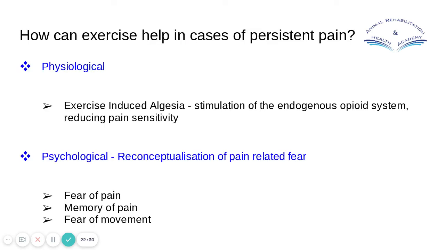Okay, so how can we use exercise in cases of persistent pain? There is a physiological response. Again, it's much more complex than what I have down here, and there's much more linked into it. But there is a phenomenon called exercise-induced analgesia, which is caused by stimulation of the endogenous opioid system and reduces pain sensitivity. So it's like your natural endorphins, your natural opioid system.